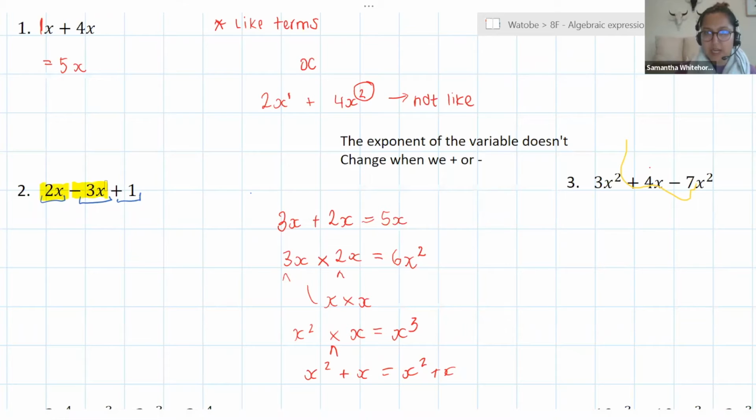Can anyone in the chat tell me what sort of term that +1 is? We spoke about these sorts of terms earlier.